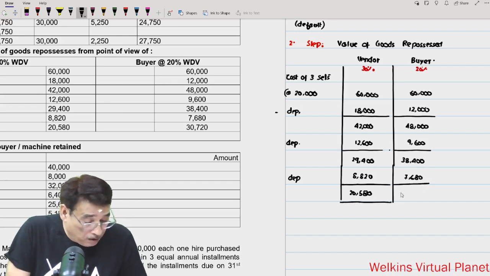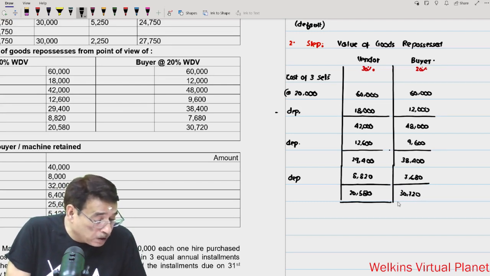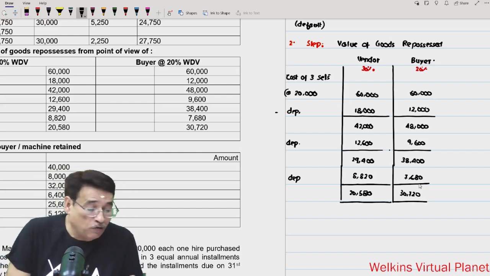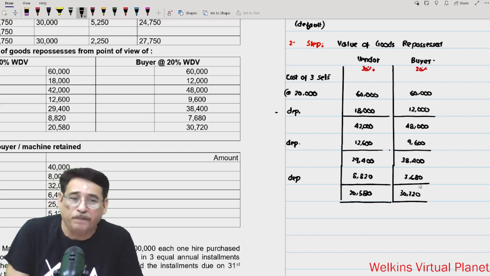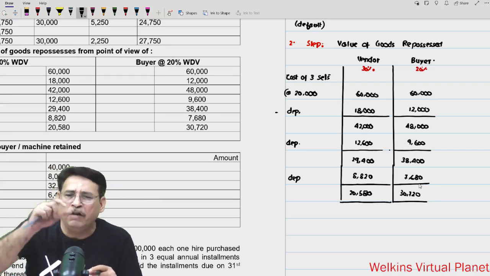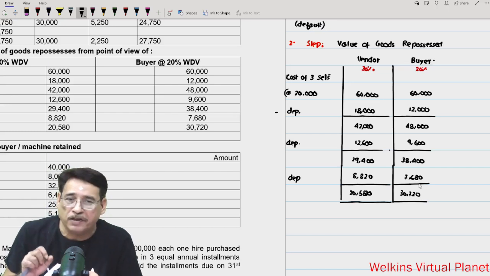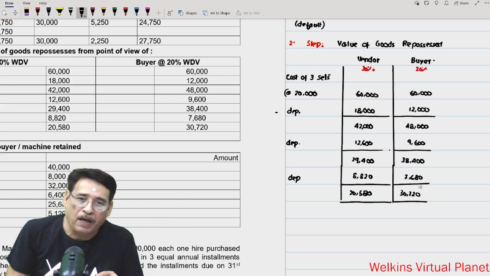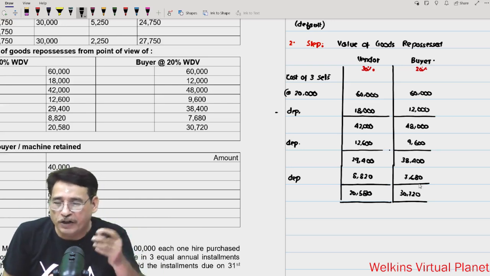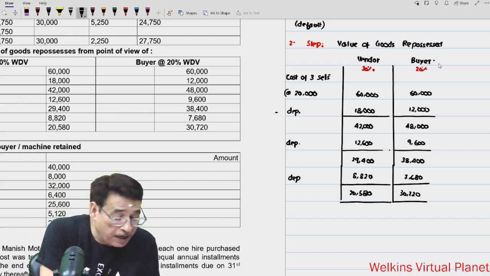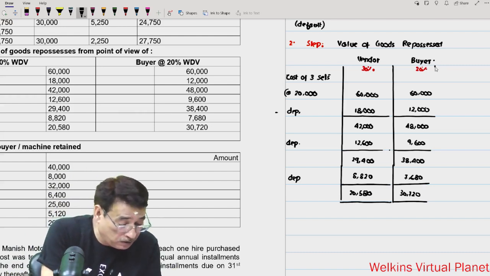Now, 30,720. That means from the buyer's perspective, the value of these three sets is equal to 30,720. Suppose there is an item whose value in your view is 30,720, and if I take that particular item at 20,580, quite obviously, because I am taking that item at a lower value, you would incur a loss.